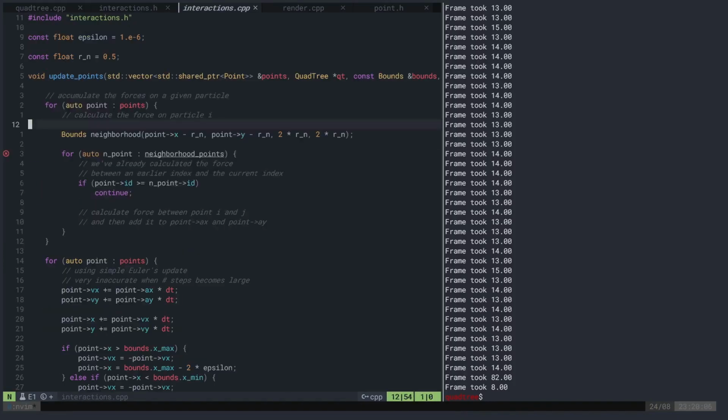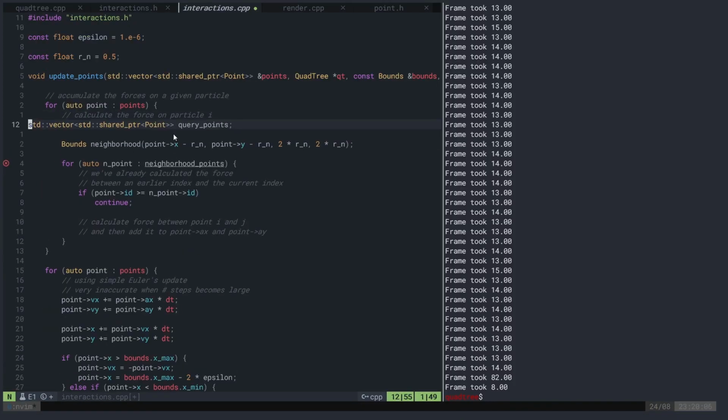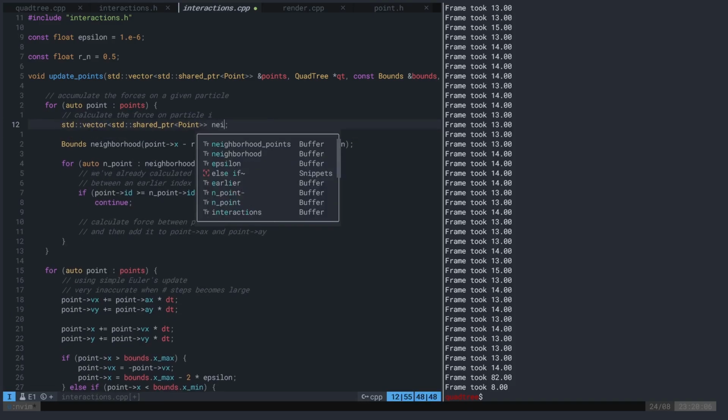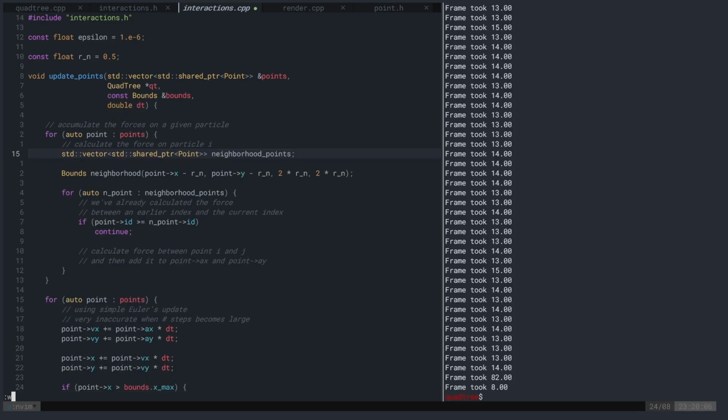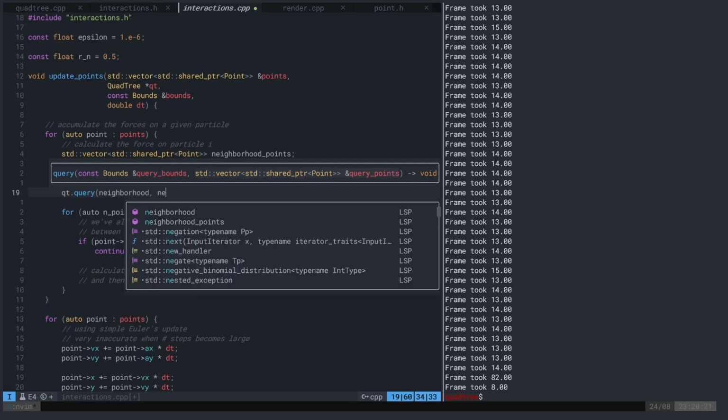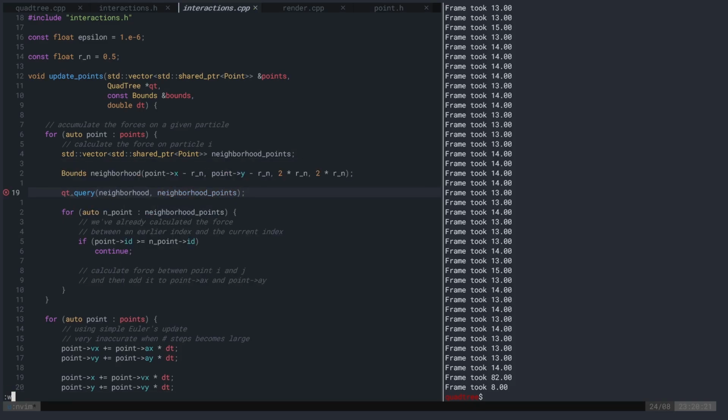So let's just copy this over. And we can define this in local scope within each of the loops, which is fine. And then this is just going to be neighborhood points, like so. And so here we just need to query our points. There's a pointer. So the quad tree, we're going to query the neighborhood, and we're going to get back all of the points within that neighborhood, right? And this list of neighborhood points is going to already have an ID, so we just need to do this check.